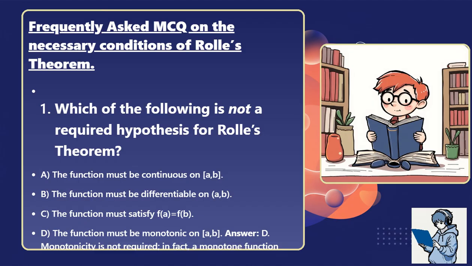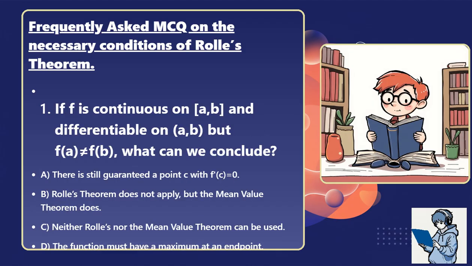In fact, a monotone function with equal endpoints would be constant. 2. If f is continuous on a to b closed interval and differentiable on a to b open interval, but f of a not equal f of b, what can we conclude? Option A, there is still guaranteed a point c with f prime of c equals 0. Option B, Rolle's theorem does not apply but the mean value theorem does. Option C, neither Rolle's nor the mean value theorem can be used. Option D, the function must have a maximum at an endpoint. Answer B, without equal endpoints, Rolle's theorem fails, but the mean value theorem, which only needs continuity and differentiability, still holds.